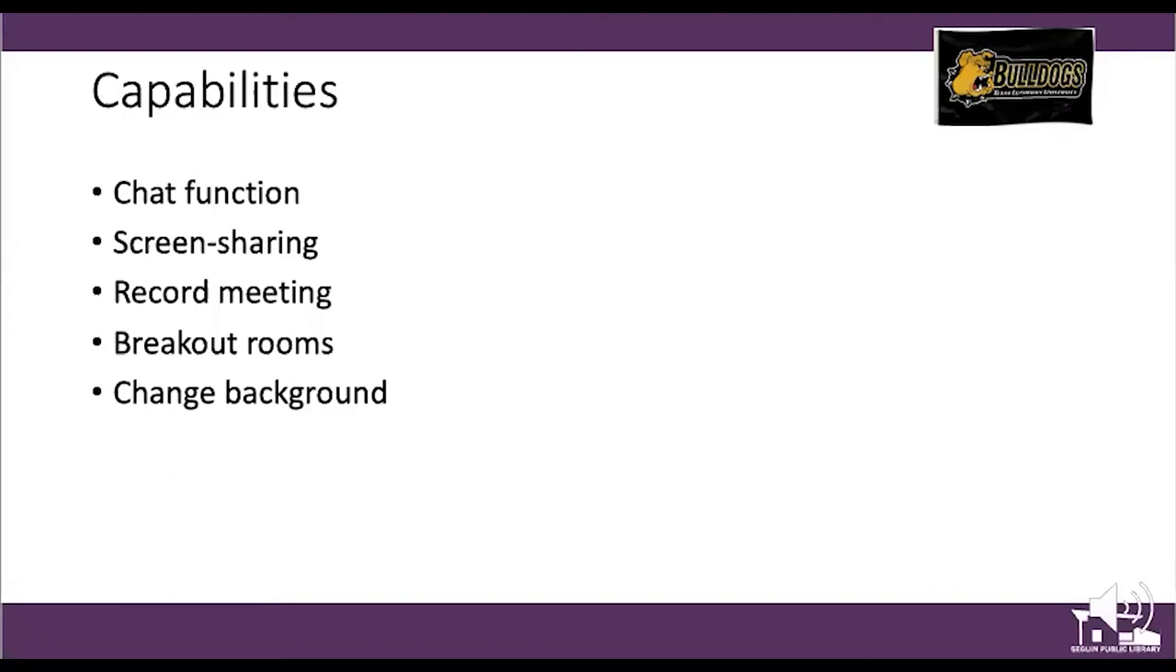Okay, maybe before we move to the next slide, I would like to go back to the breakout rooms. There are probably three ways to divide your participants into breakout rooms. You can assign them automatically, so the system will randomly assign users to a breakout room, depending on the number of rooms that you select.